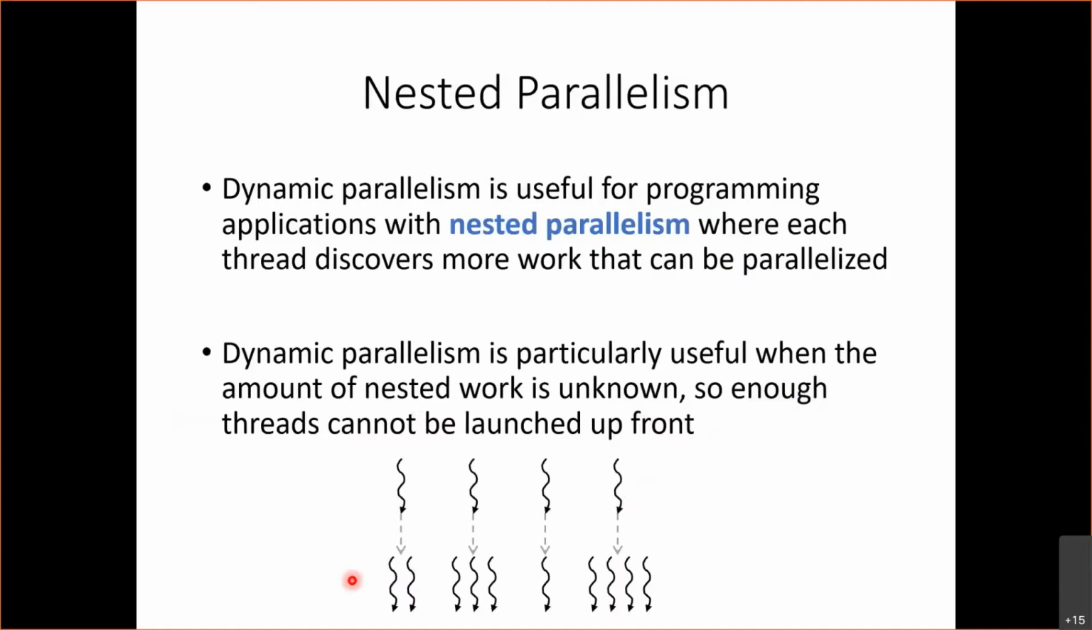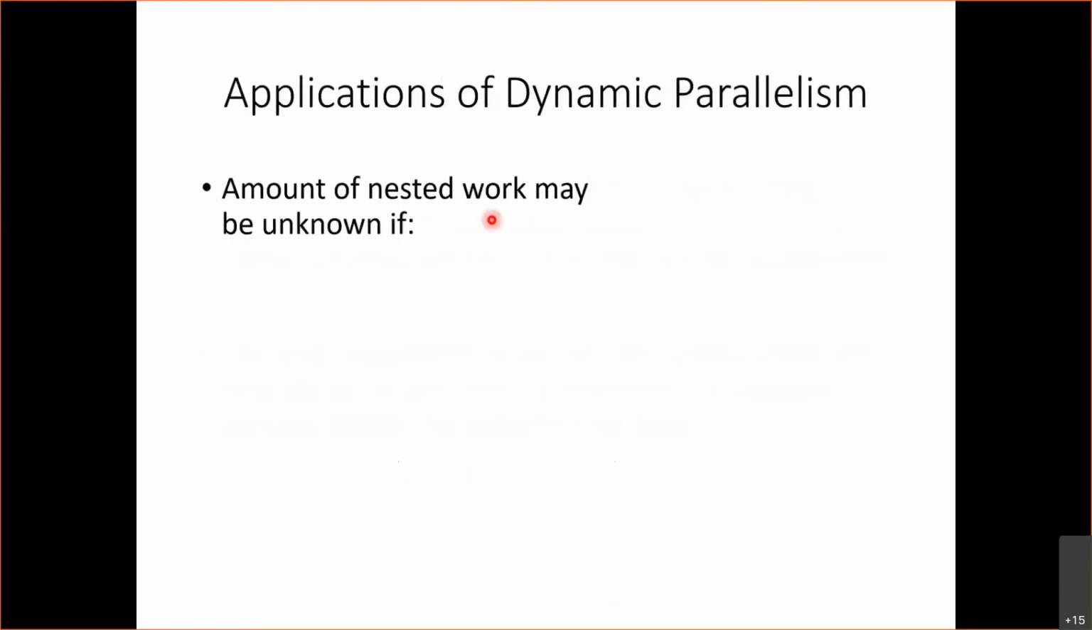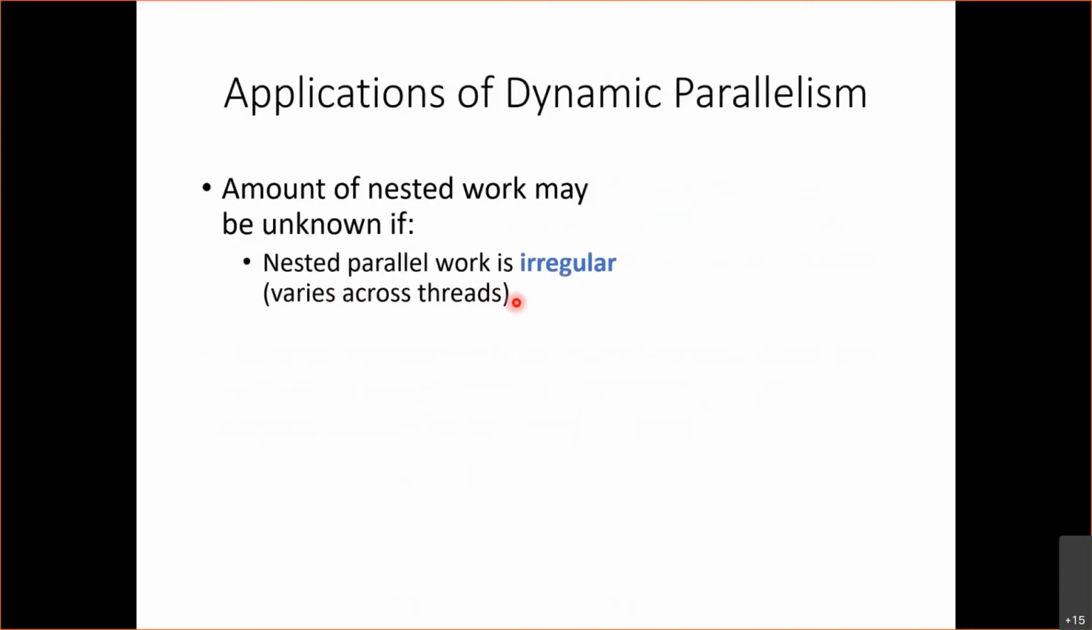Now, what kinds of applications have this pattern? What kinds of applications have nested parallelism, or parallelism within parallelism? There are different kinds of applications that have this, and there are two major reasons why the amount of nested work may be unknown. One of them is where the nested parallel work is irregular, in other words, it varies across threads. Different threads have a different amount of nested parallelism inside of them.